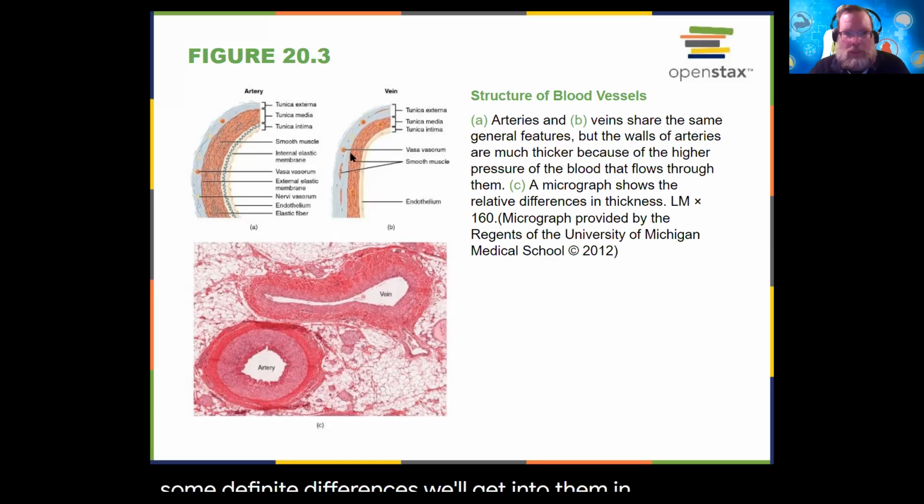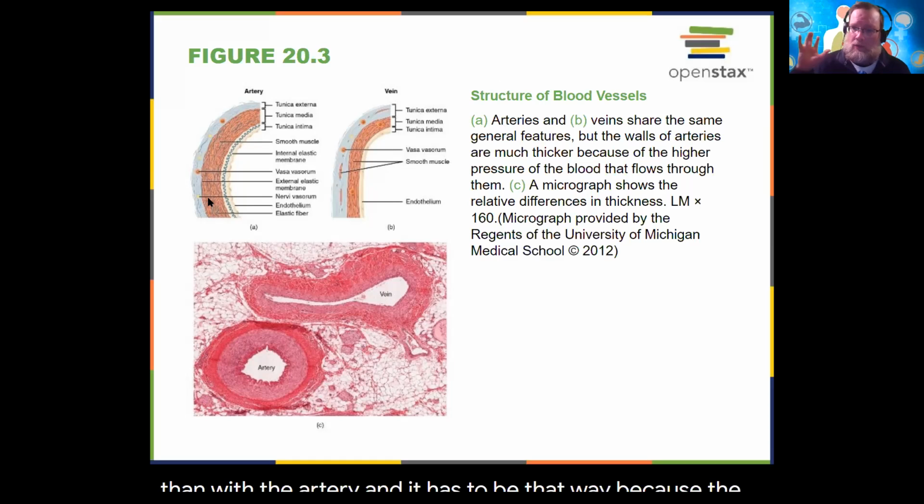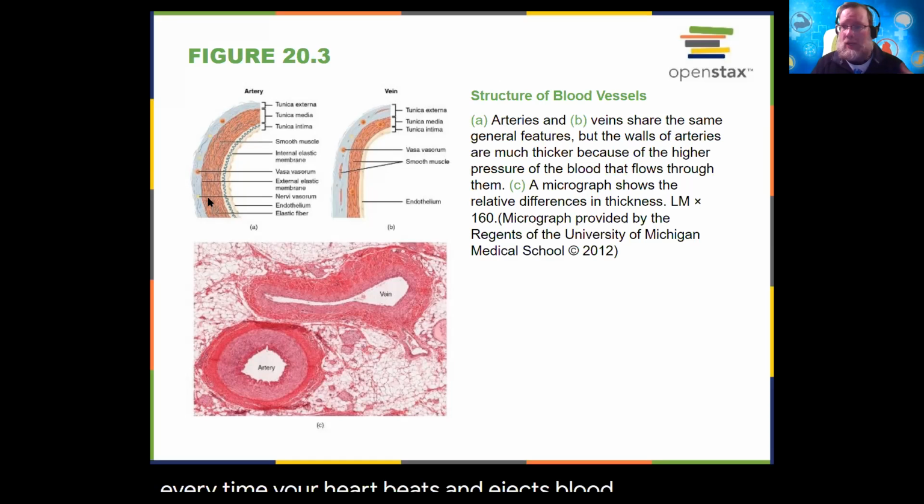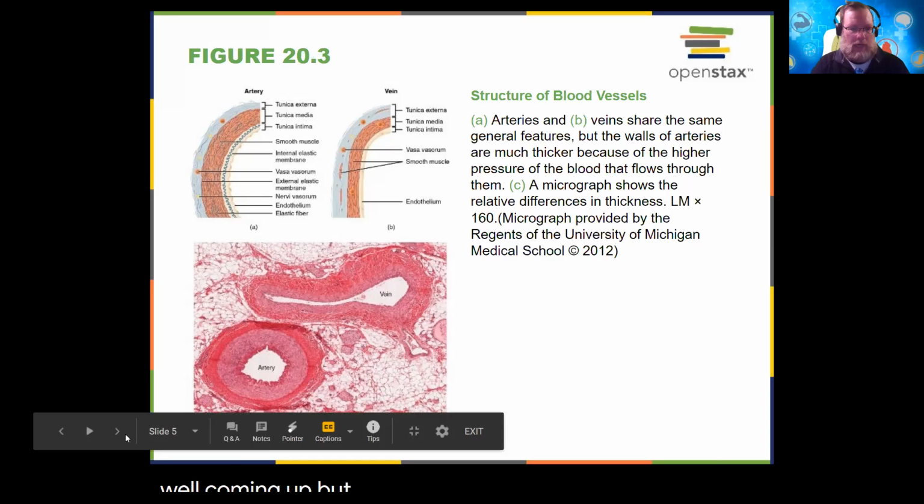Now, veins and arteries look very similar to one another, but there are some definite differences. We'll get into them in a little more detail in a few minutes. But right on the surface, we can see that the muscular layer is a lot thinner with the vein than with the artery. And it has to be that way because every time your heart beats and ejects blood, the arteries are what are receiving that blood. And so arteries have to withstand a lot of force and a lot of pressure from the blood that's being pumped against the walls. So there's going to be some extensibility or some flexibility, certainly. So we'll look at some of that as well coming up. But anyhow, let's keep her going.